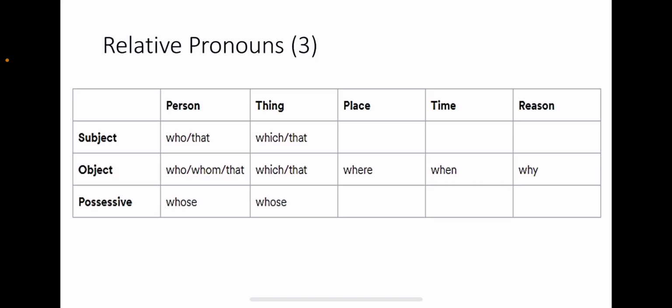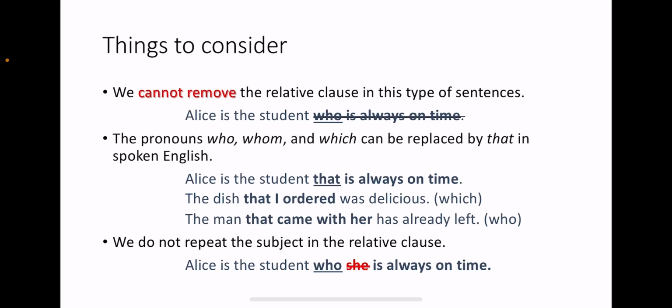There are some things that we need to consider when we are writing relative clauses and including relative pronouns. The first thing is that we cannot eliminate the relative clause in this type of sentence because it's essential. It's part of the sentence, and if we eliminate this section, this clause, the sentence is now incomplete. So check the first example. Alice is the student.